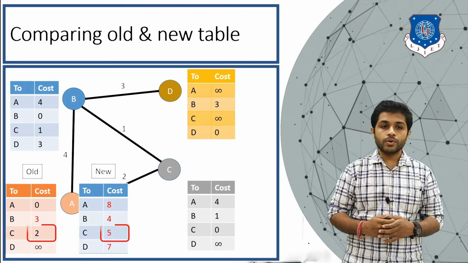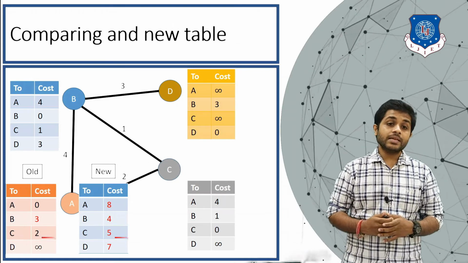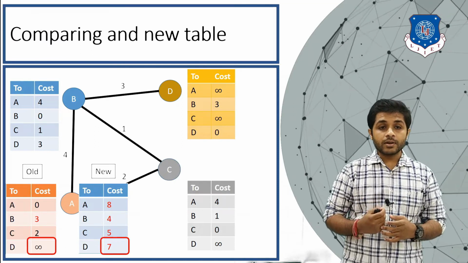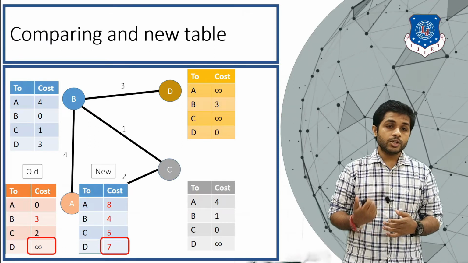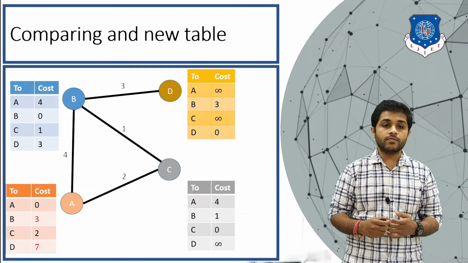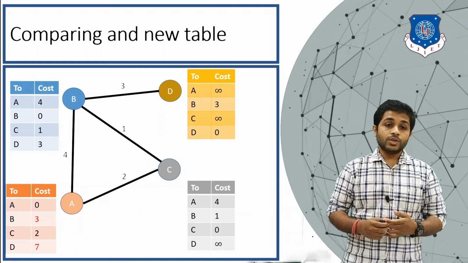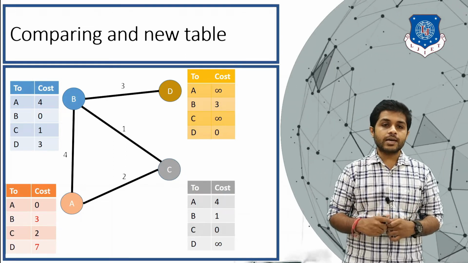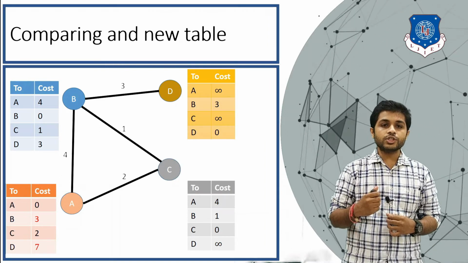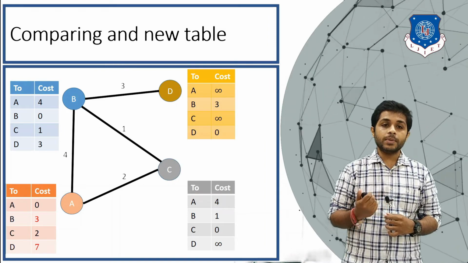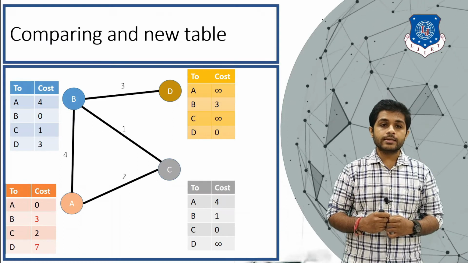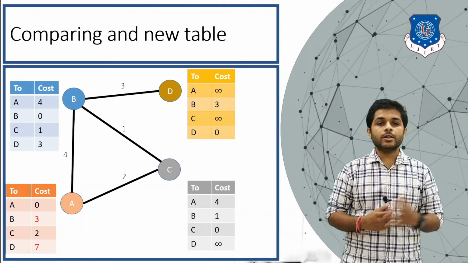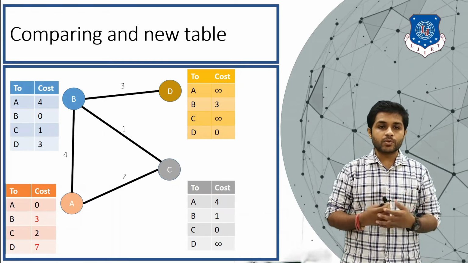That is true for the third entry too, but in the last entry, A's table has an infinite value, while the new table has a value of 7, so A will change it to 7. So A has found a new way to reach D, which is via B. So if A wants to reach D, it can reach via B, and the cost to reach D is 7.